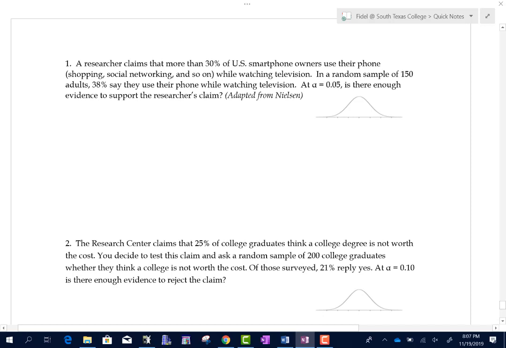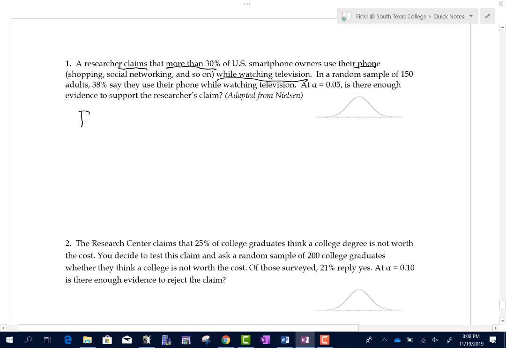All right, so let's start reading. It says, a researcher claims that more than 30% of U.S. smartphone owners use their phone while they're watching TV. Okay, so I'm going to stop right there, guys, because this is telling me the what? The claim, right? Okay, so more than 30% use their phone while watching TV.